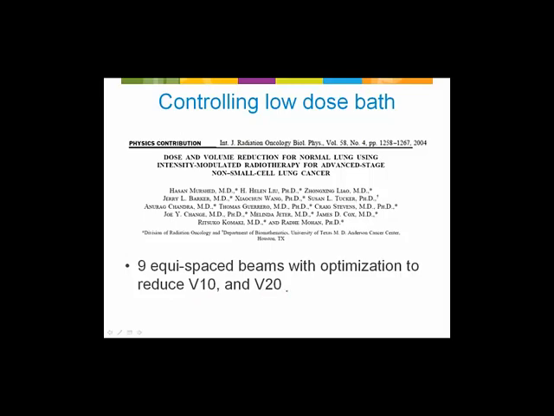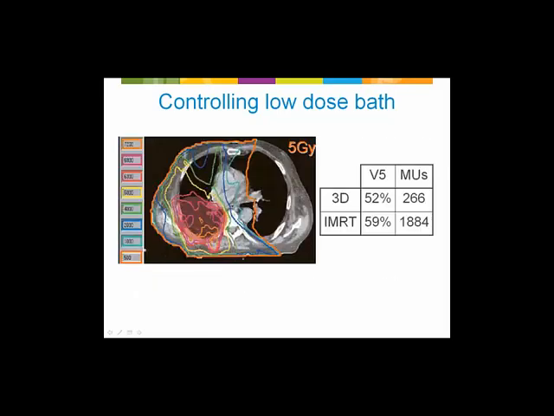Now when they looked at their population of patients that they studied, they saw that although they were able to get V10 and V20 for the lung similar between 3D and IMRT, they still had higher V5 in the IMRT than what was observed in their 3D planning. Slightly higher. However, also the total number of monitor units required for all the beams in order to deliver a gray fraction increased a lot, almost sevenfold between 3D and IMRT.